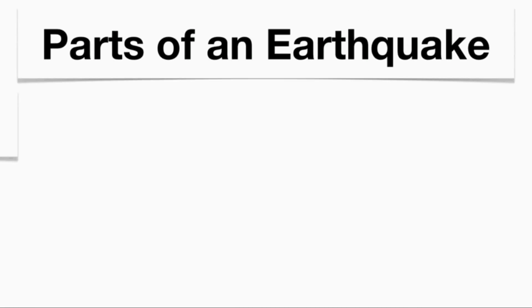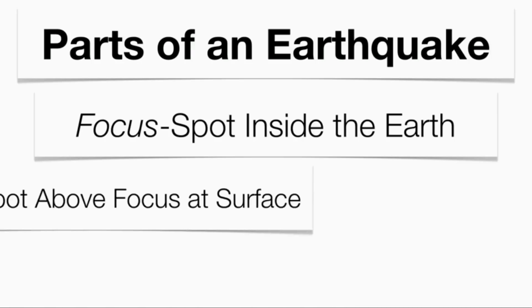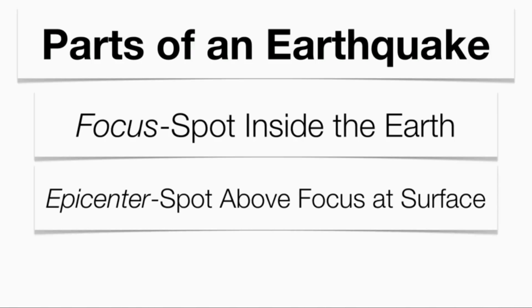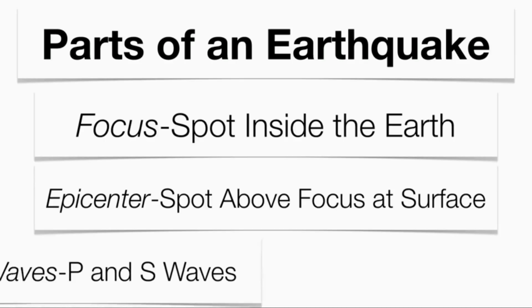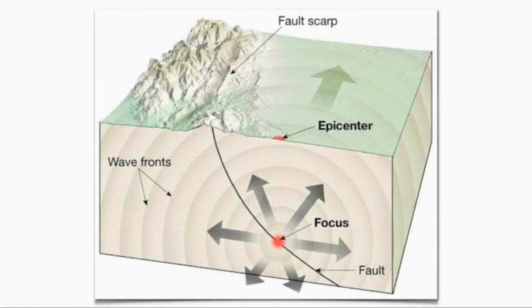So you have a couple different parts of the earthquake. The focus is actually the spot inside the earth where the earthquake actually occurs along the fault line. It's where the energy, the P waves and the S waves, are actually emitted. Directly above that, at the surface, is the epicenter. And then you also get your seismic waves, the P waves and the S waves. So there's a picture of the focus. You notice that occurs right along the fault line. Directly above the focus, that's your epicenter.